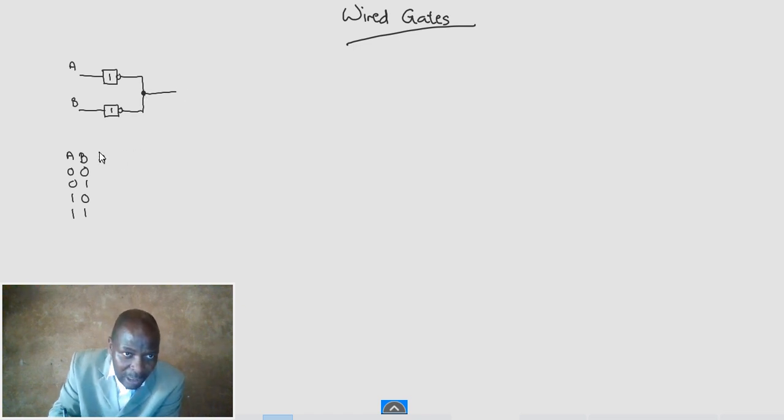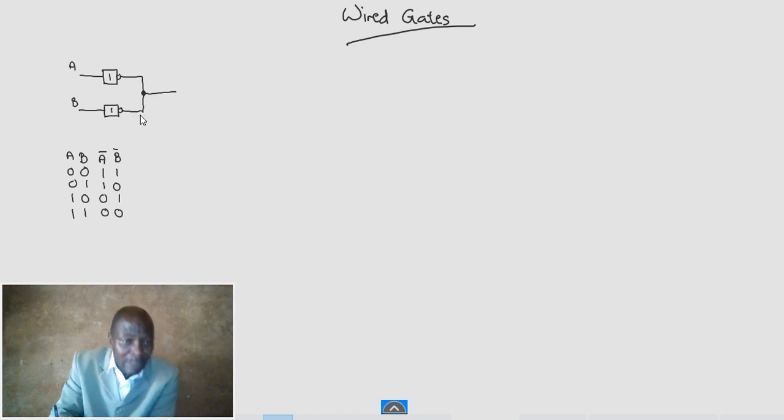Now, if the inputs to that gate are actually the inverses of A and B, this would imply for 0, 0, it will be 1, 1. For 0, 1, it will be 1, 0. For 1, 0, it will be 0, 1. And then this will be both zeros. Now, remember, any active state in the inputs to the gates actually means a low output for the gate, which means a low input for this wired gate. Therefore, the output there will have to be held low.